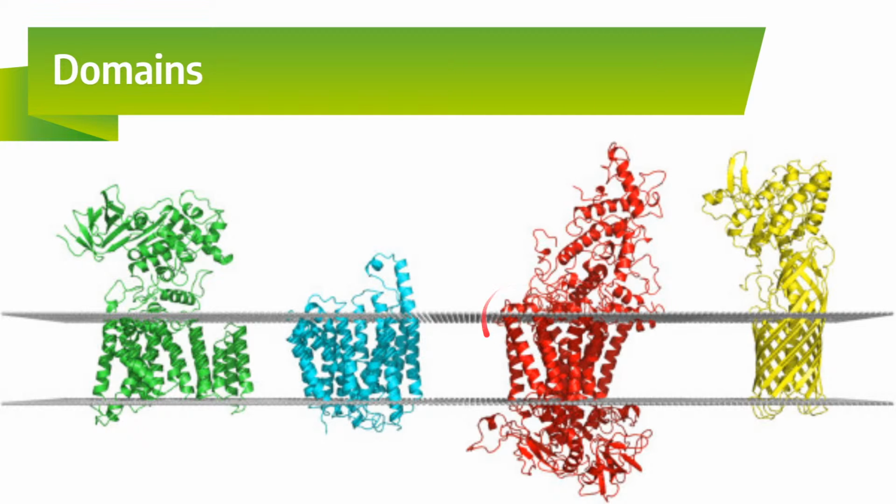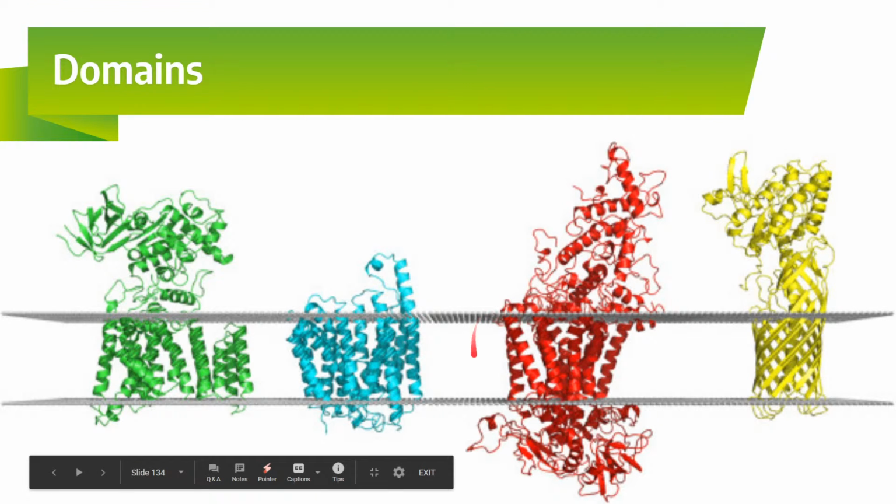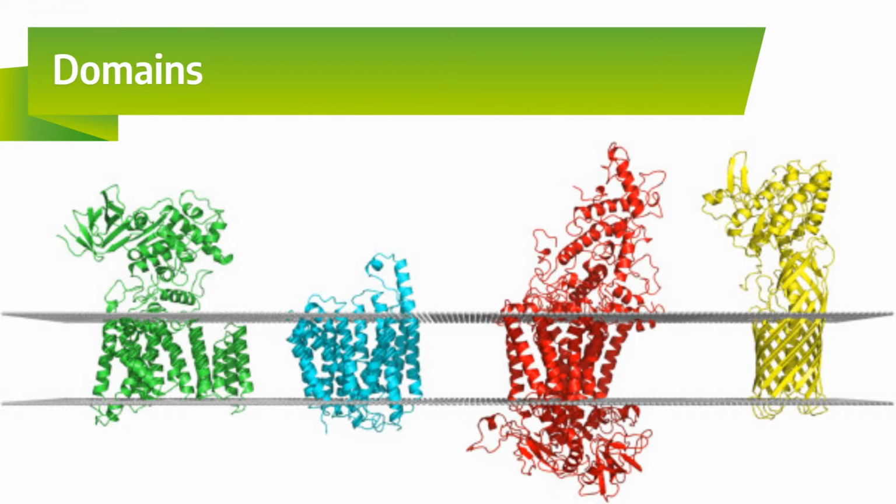We also have other similar domains that can be embedded in the plasma membrane, which usually are built out of different alpha helices, also usually arranged in some kind of barrel or circle-resembling shape.